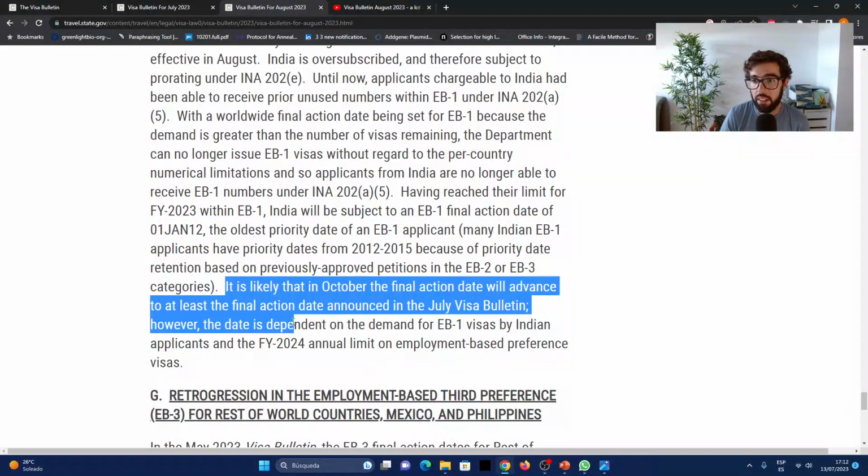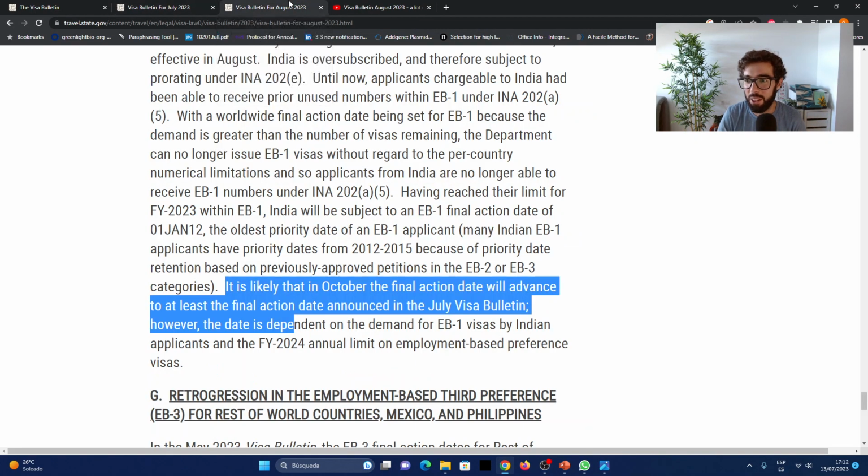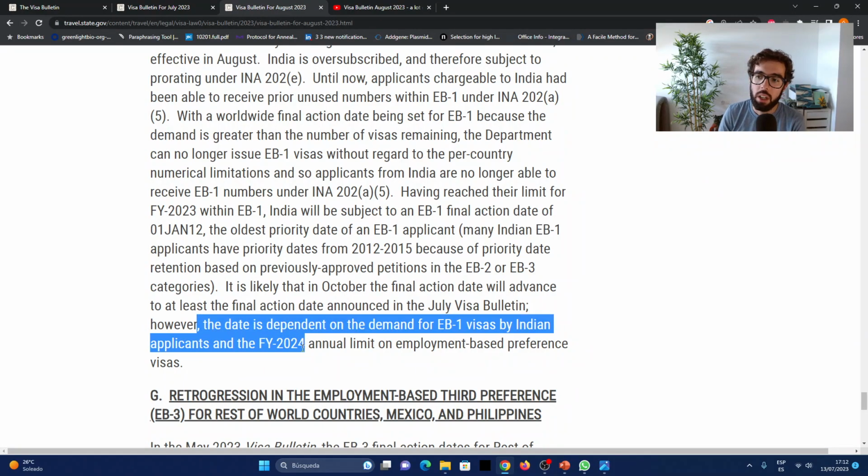And now they say it is likely that in October the final action date will advance to at least the final action date announced in the July Visa Bulletin. And if you want to remember what that is, 1st of February 2022. Something that is doable, something that is not 10 years, okay? However, the date is dependent on the demand for EB1 visas by Indian applicants and the fiscal year 24 annual limit on employment-based preference visas.